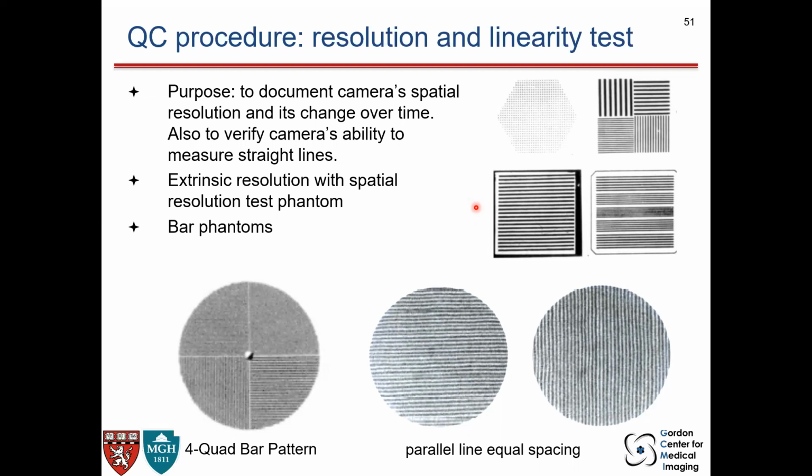And typically in this case, you want to have an extrinsic test, not intrinsic, because you're looking at the system as a whole, not just the detector but the detector plus the collimator. And what has typically been used are bar phantoms. You have a quad bar pattern with lines in different directions, or just parallel lines in one direction or the other direction, or all sorts of patterns. Over the years, many different phantoms have been designed and built to measure the resolution and linearity of the system.